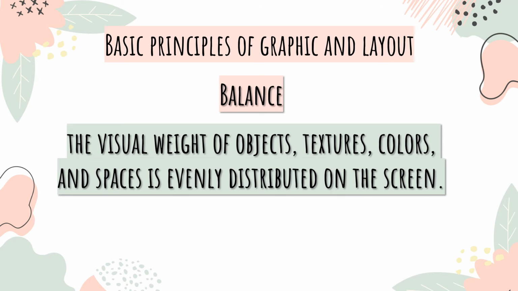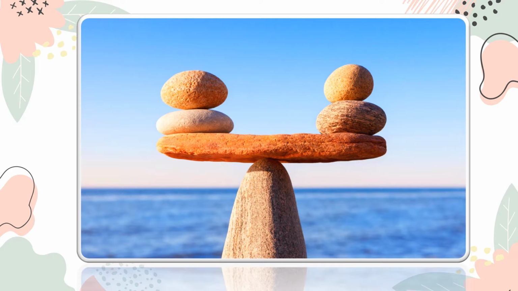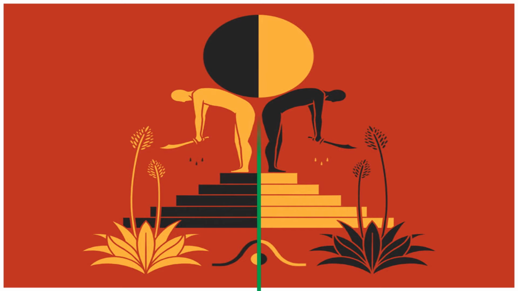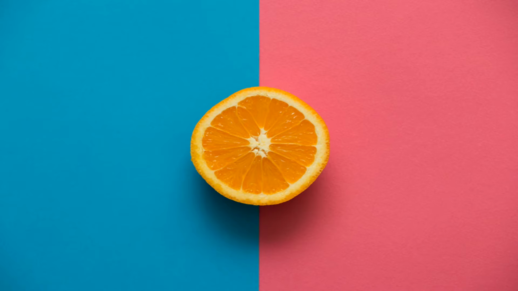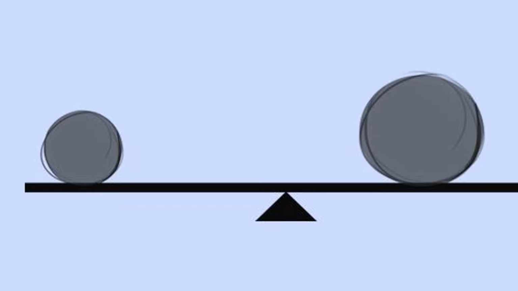Basic principles of graphic and layout. Balance is when the visual weight of objects, textures, colors, and spaces is evenly distributed on the screen. The elements are evenly allocated on both sides of the page. The visual weight is distributed evenly, either vertically or horizontally. You can draw a line straight through the middle of the design and the visual balance will be evenly distributed. Color, shape, size, texture, and value can be used as balancing elements.